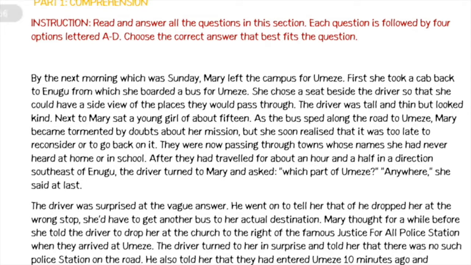By the next morning, which was Sunday, Mary left the campus for Umezi. First, she took a cab back to Enugu, from which she boarded a bus for Umezi. She chose a seat beside the driver so that she could have a side view of the places they would pass through. The driver was tall and thin, but looked kind. Next to Mary sat a young girl of about 15. As the bus sped along the road to Umezi, Mary became tormented by doubts about her mission, but she soon realized that it was too late to reconsider or to go back on it. They were now passing through towns whose names she had never heard at home or in school.